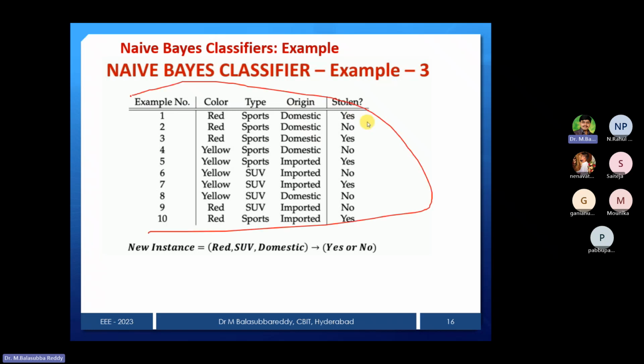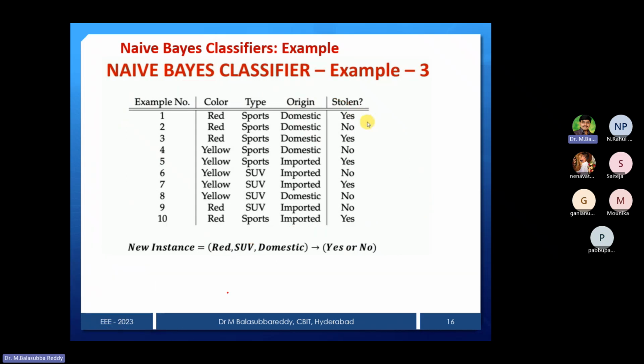The question they are asking is about the new instance, a red car. We have to identify whether it is going to be stolen or not, yes or no. That's the output we need. When the color is red, the type of car is SUV, and it is not imported, it is a domestic car, then what is your answer? Yes or no? This is our question.